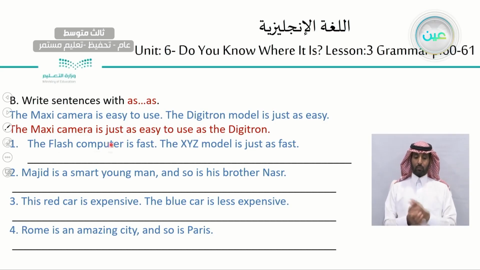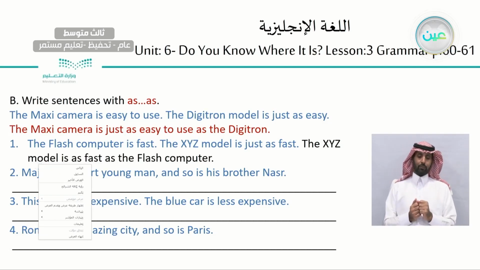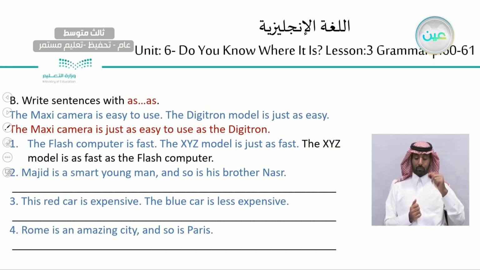The flash computer is fast. The XYZ model is just as fast. How can we make it as one? The XYZ model is as fast as the flash computer. Okay, so we are comparing between the two like this.